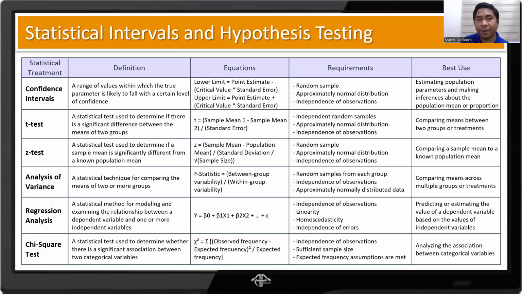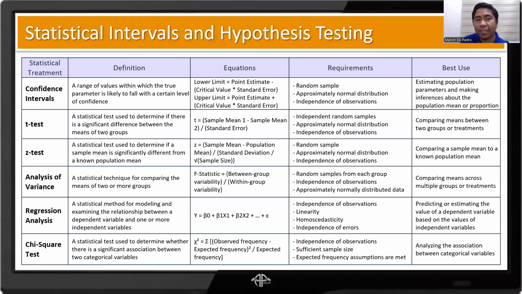ANOVA, a statistical technique for comparing the means of two or more groups, like what I mentioned. And now we have the regression, a statistical method for modeling and examining the relationship between a dependent and one or more independent variables. So we're going to talk about this in module 4. I mean module 3. Okay, the next one.